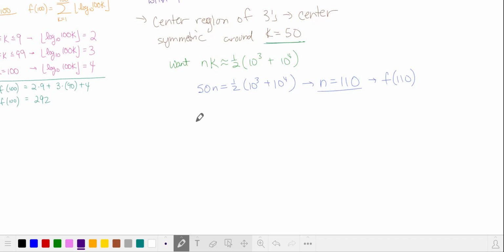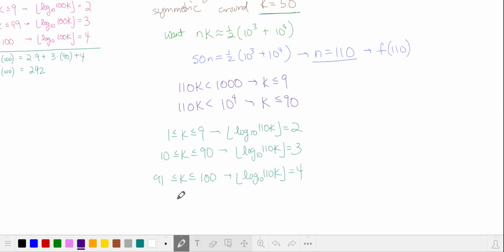The value of our floor function is going to change when nk is equal to 1,000 and when it's equal to 10,000. This happens at 9 and 90. Calculating our floor functions on these different intervals, we see already that we have more values of 4. And f of 110 is 301, so we just missed it.